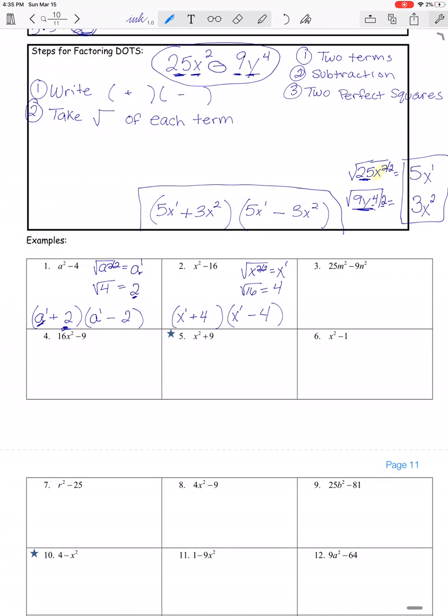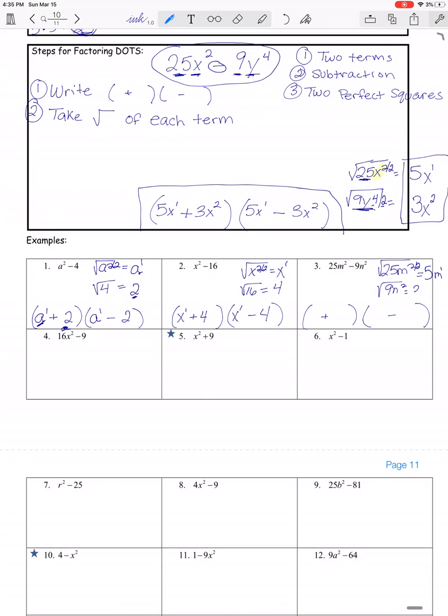So let's take a look at number 3. It looks a little more complicated just because now we have numbers and letters, but it's nothing we can't handle. So we double bubble. One gets a plus, one gets a minus. We take the square root of 25m to the second, and the square root of 9n to the second. So when I put the square root of 25 in my calculator, I will get 5. And I do m to the second, we divide by 2, so I get m to the first.